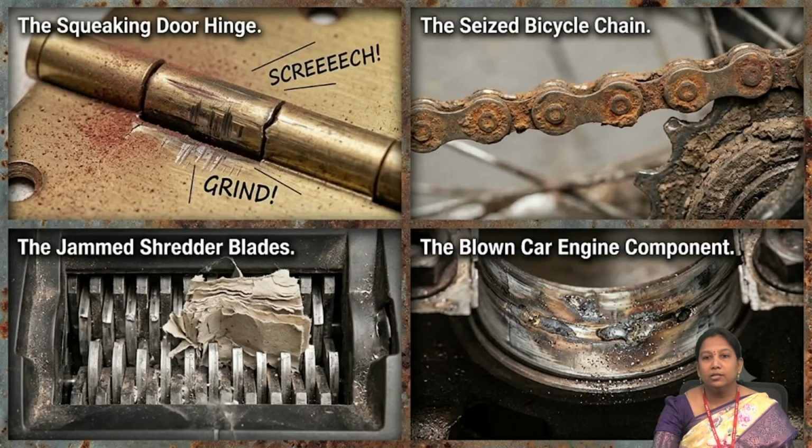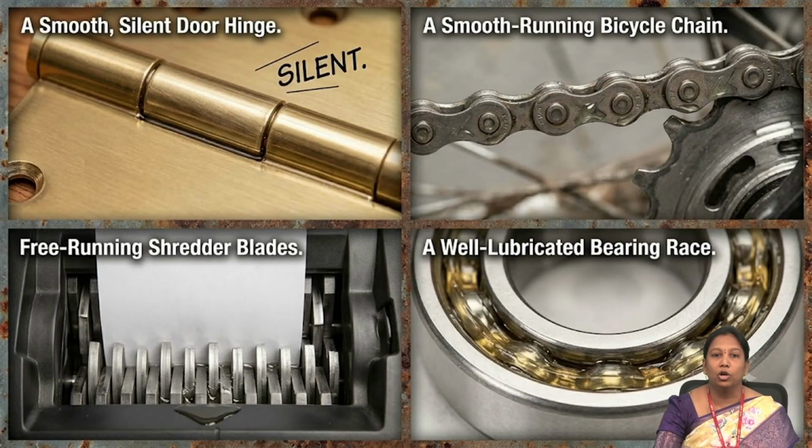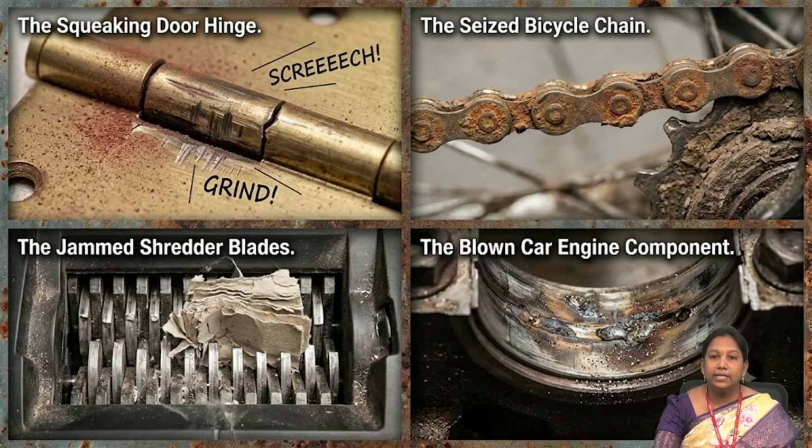Then what will we do in each case? The common thing is we'll get some oil and provide it in between the two metallic surfaces so that the movement becomes normal. Just like a smooth, silent door hinge, your cycle chain gets back to normal, and the studded blades will run freely. Also, the bearings will become smooth.